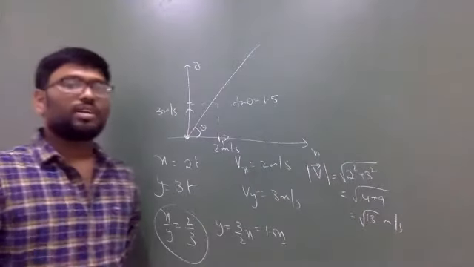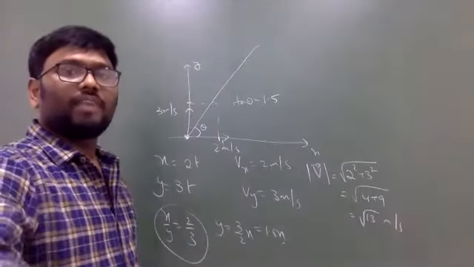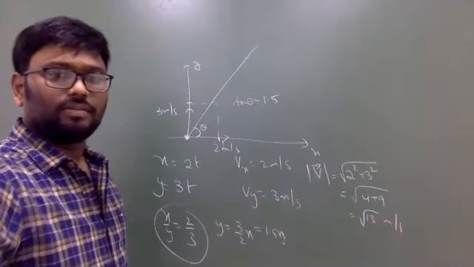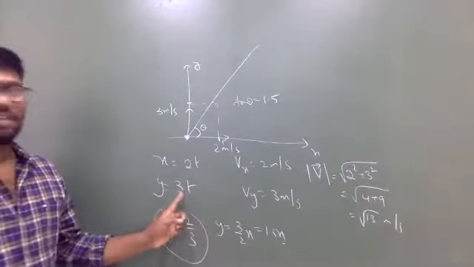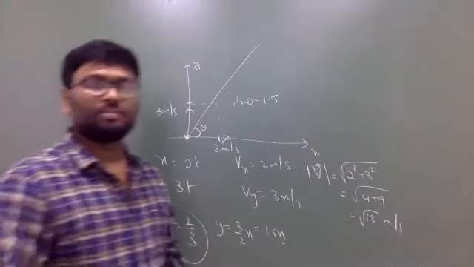If they ask you the x coordinate at time t, substitute the t value here and you'll get the x coordinate. Similarly, substitute t and you'll get the y value.